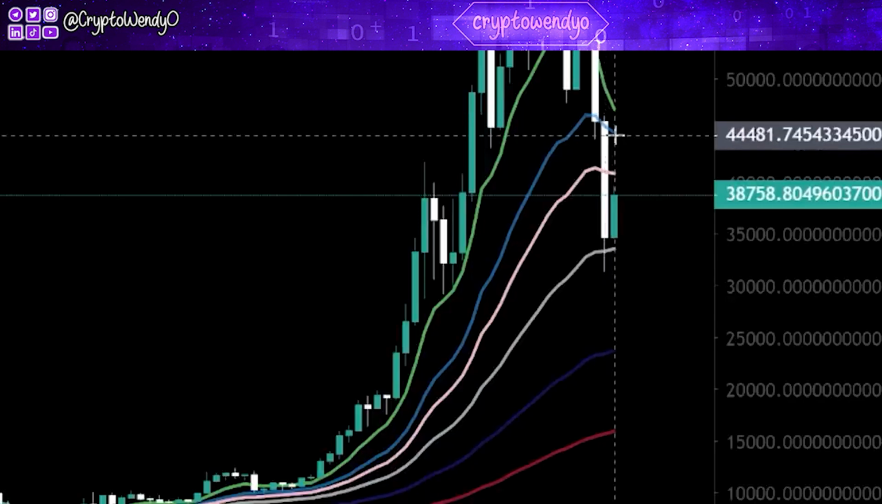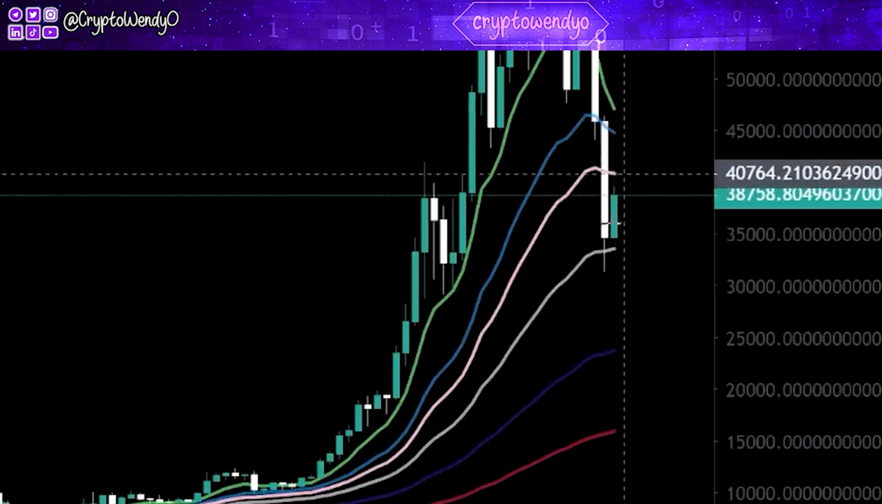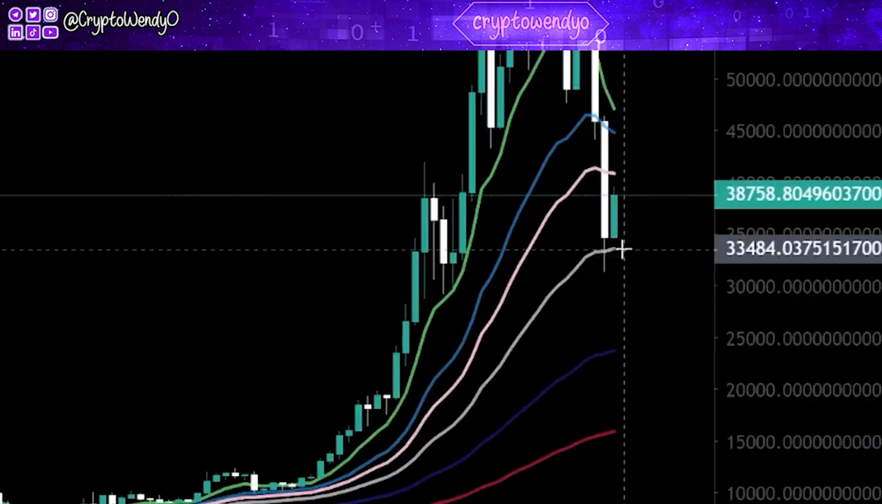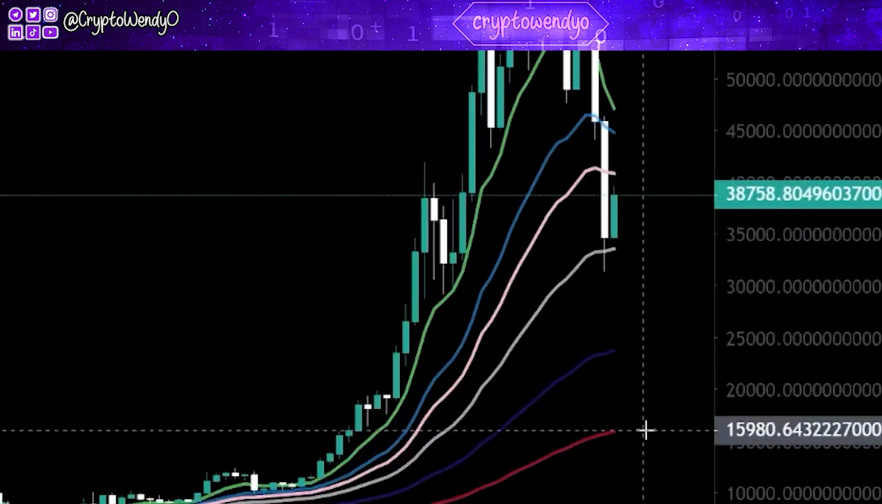I like to use the EMA 21, denoted by the blue line. EMA 30, which is denoted by the pink line. EMA 50, denoted by the white line. EMA 100, denoted by the purple line. And EMA 200, denoted by the pink line.